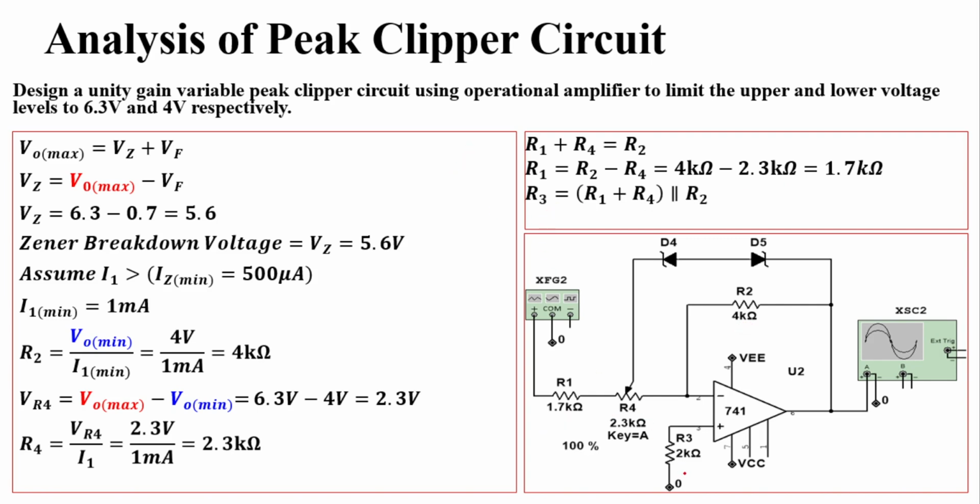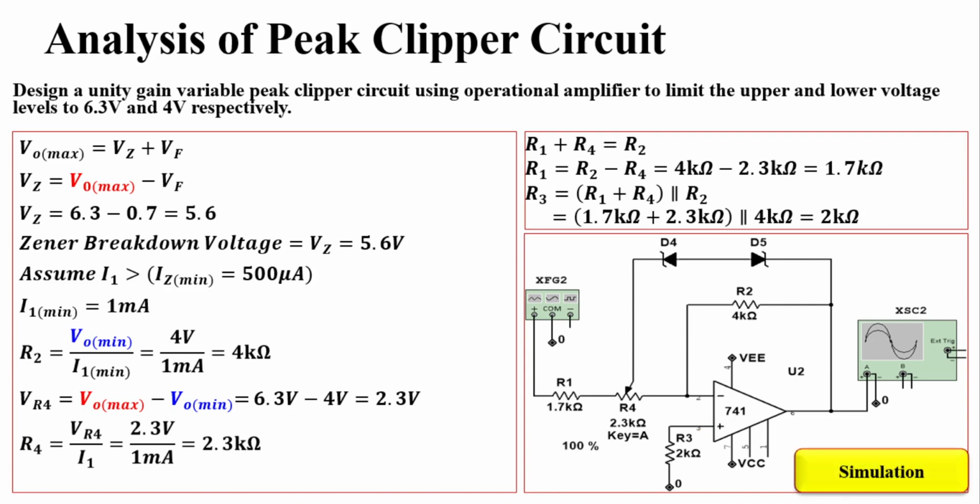Now coming to the R3. R3 is connected here so that we can precisely balance the input current which is entering into pin number 2 and pin number 3. For that, we can use the equation R3 equal to the parallel value of R1 plus R4 and R2 respectively. Substituting all these values, we get R3 should be equal to 2 kilo ohm, and it should be connected to the ground through the non-inverting terminal of the op amp.